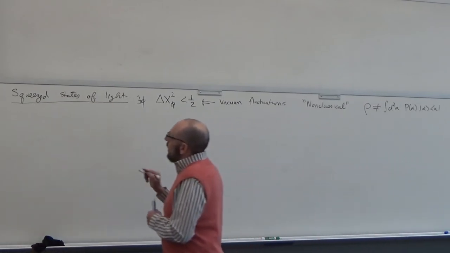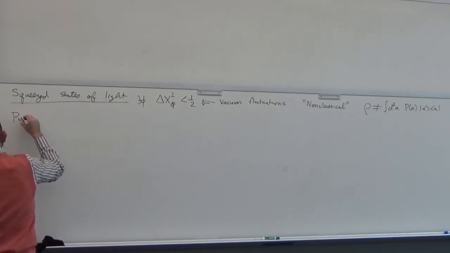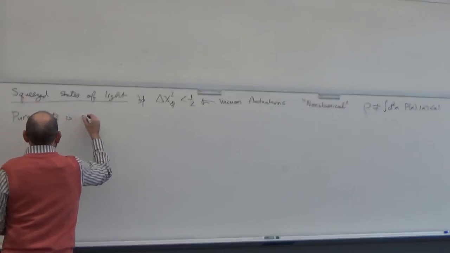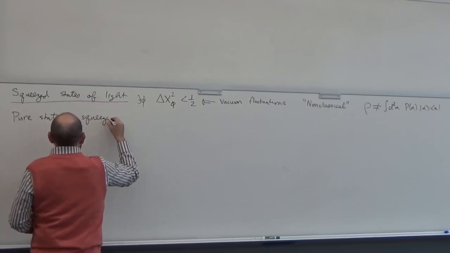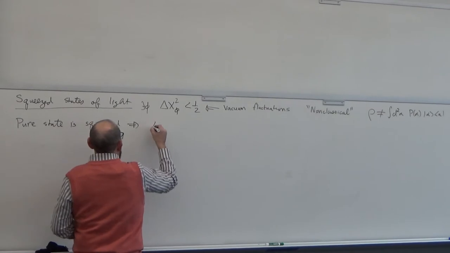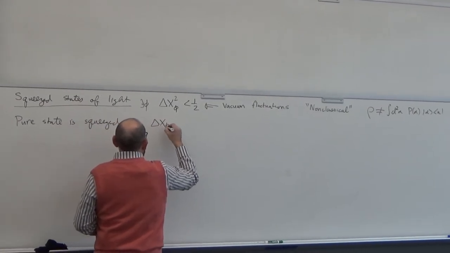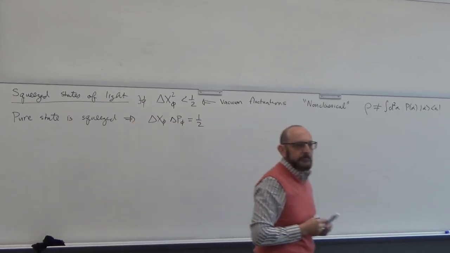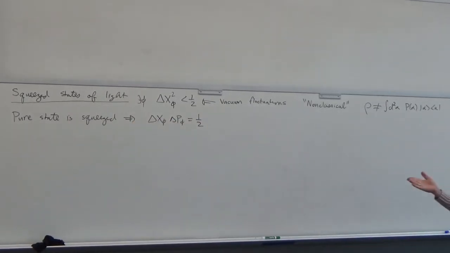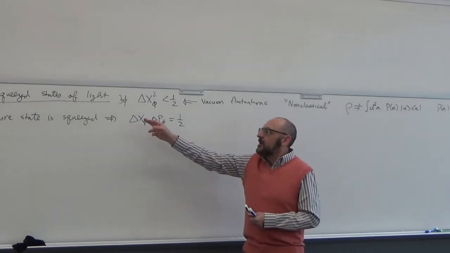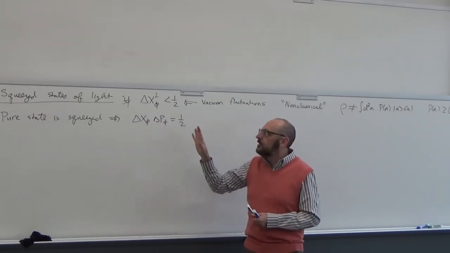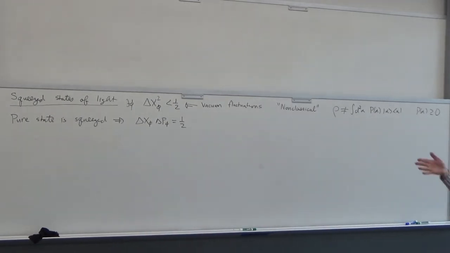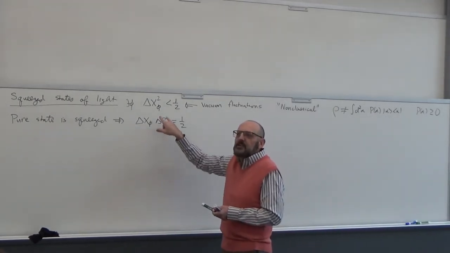So, a pure state that is squeezed implies that this is a minimum uncertainty product. Okay, so that means for one of these, it's bigger than a half, the other is less than a half, and the product of these is a half. One of them is less than square root of 2, the other one is less than 1.